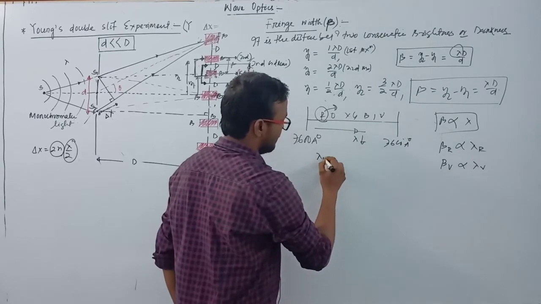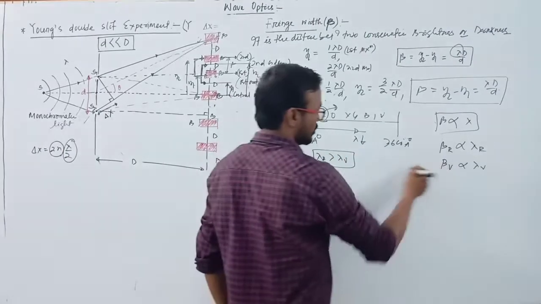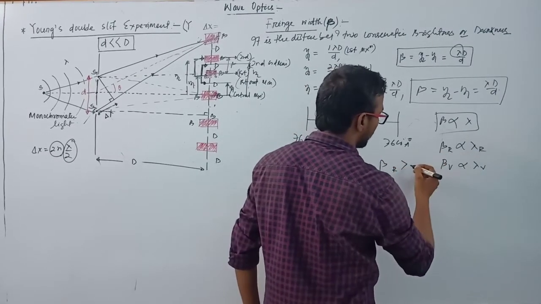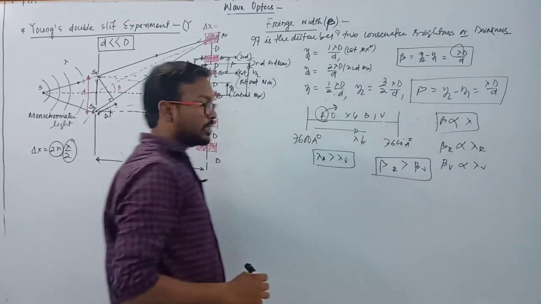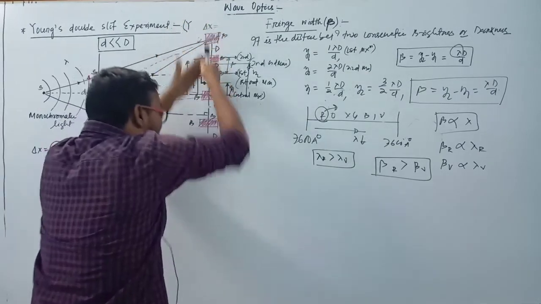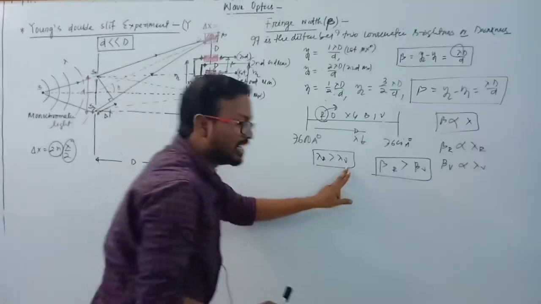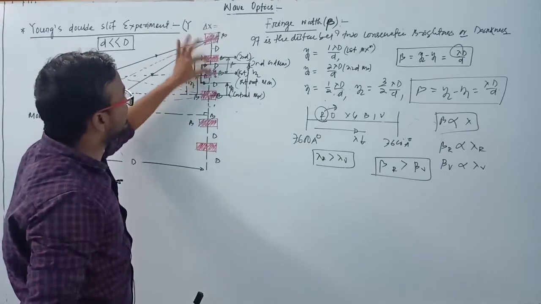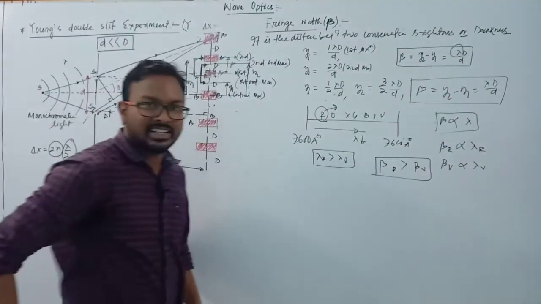But here lambda red is greater than lambda violet, so the fringe width is also more, or we get fewer, wider fringes in the case of red light. If we use a monochromatic source of red light, then we get the maximum number of bright and dark fringes on the screen. If we use violet light, then we get a smaller number of bright and dark fringes, that means less number of fringes on the screen. These are the details about the concept of fringe width.